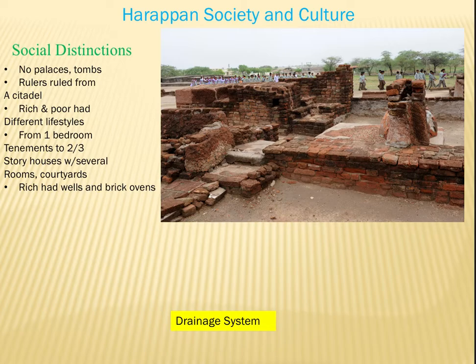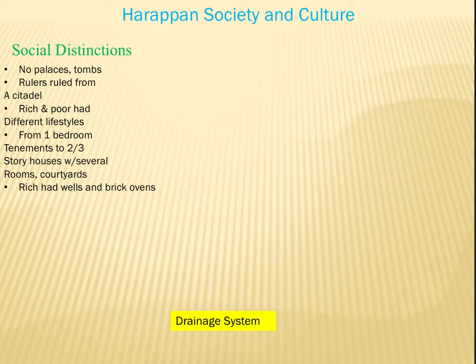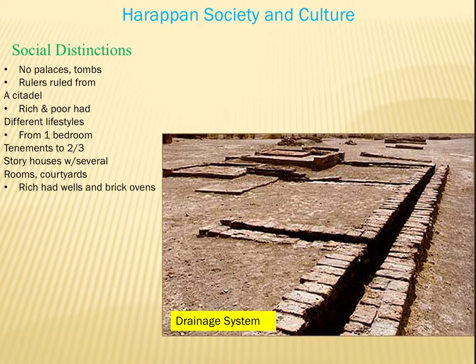However, we do know that there was a distinction between the rich and the poor. They had vastly different lifestyles. If you were poor, you probably lived in a one-bedroom tenement where it was you and several people. However, if you were wealthy, you probably lived in a 2 to 3 story house, had several rooms. You had a well to get your own water. You had brick ovens, private bathrooms, showers, that kind of thing. So, very, very elaborate and very sophisticated.